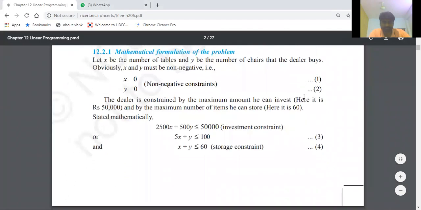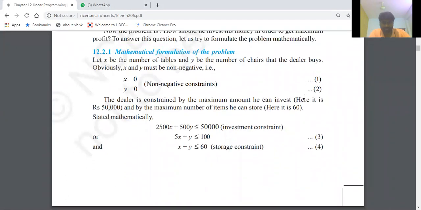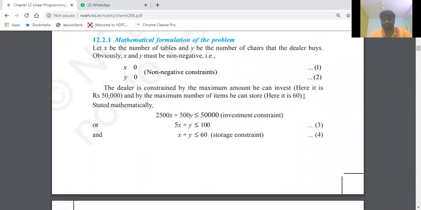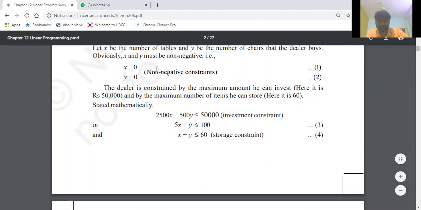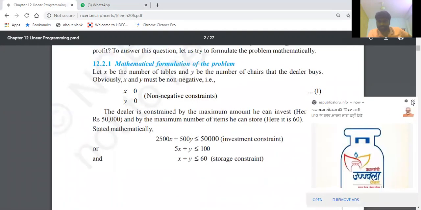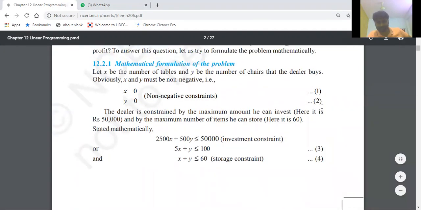See here. Try to observe everything I'm going to explain in this problem only. After that, there will be nothing to discuss or explain, just solving. Right? Now, let us go for the mathematical formulation of a problem. How can we solve this problem? Let x be the number of tables. I'm going to solve it mathematically.